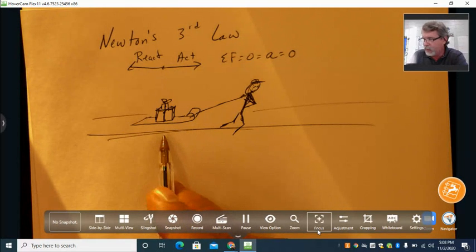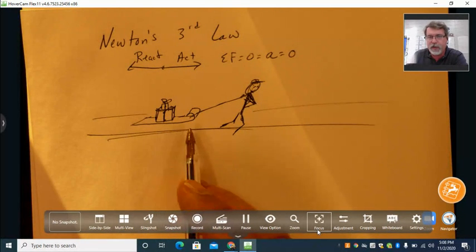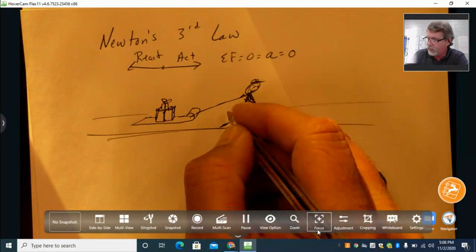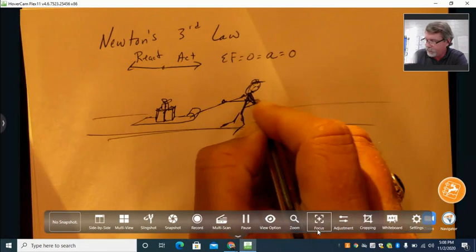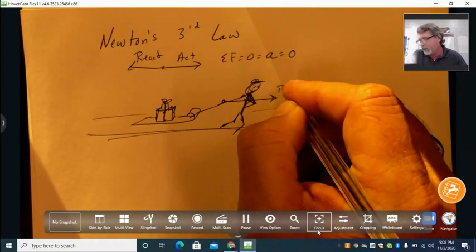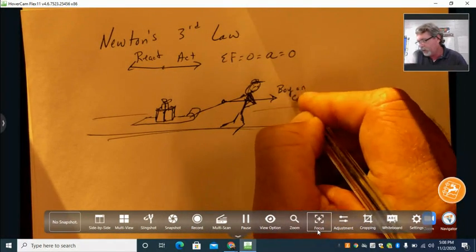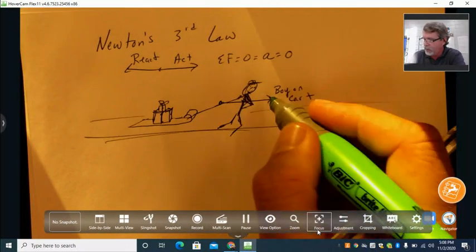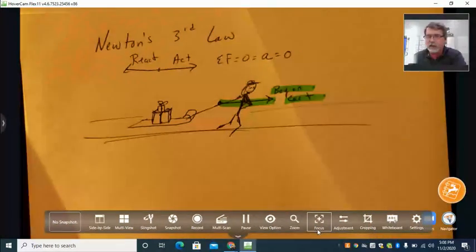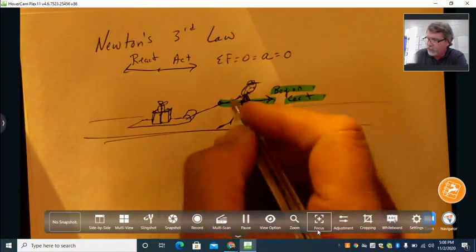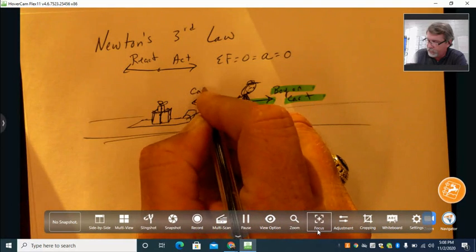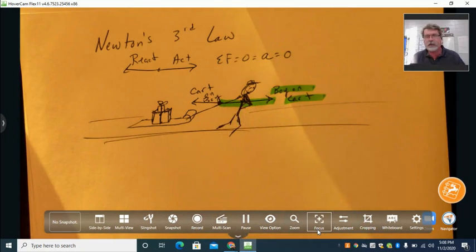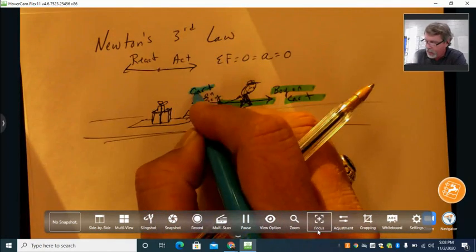So let's start off with looking at the action-reaction pairs. And so the first action I think we see is the boy pulls on the cart. So there's a force over here going in this direction, and that's the boy on the cart. All right, and so if that's an action force, then there is also a reaction to that occurring. So if the boy pulls on the cart, then the reaction is the cart on the boy. All right, so that is our action and then our reaction.